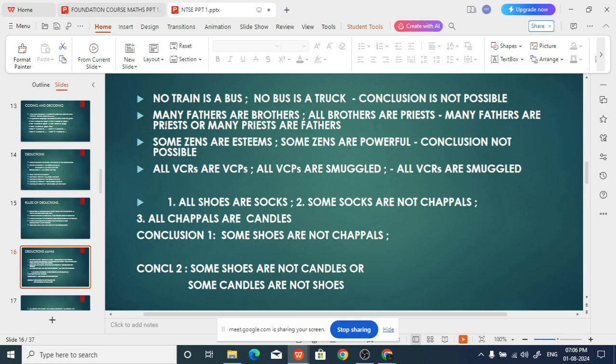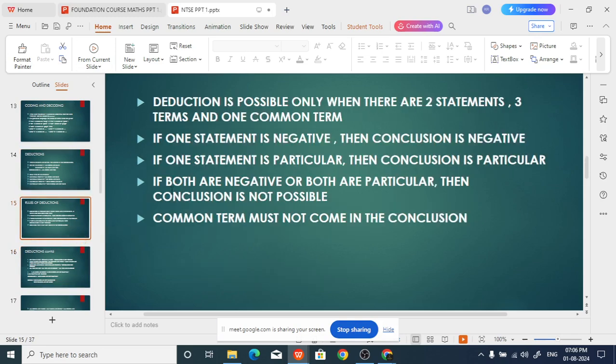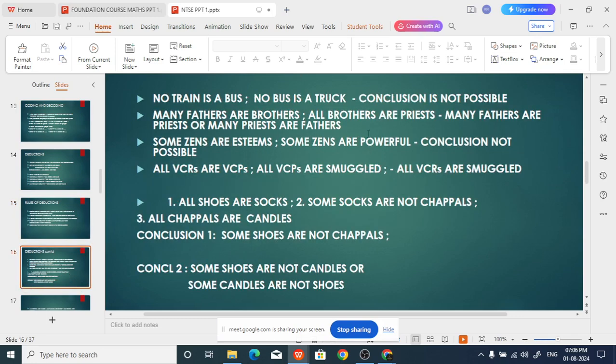Zen. Here both are particular positive. If both are particular, then the conclusion is not possible. Very good. So here the answer is that the conclusion is not possible. Okay, next we will go.